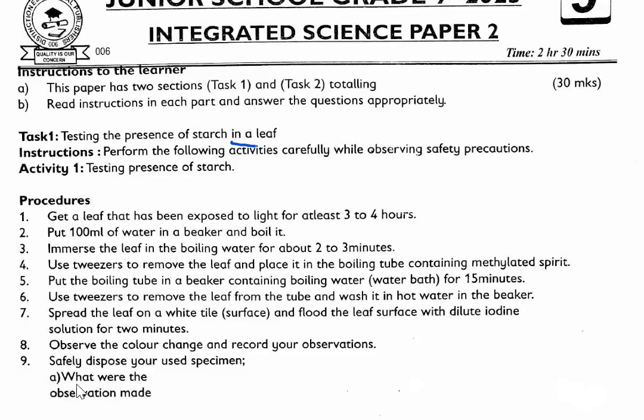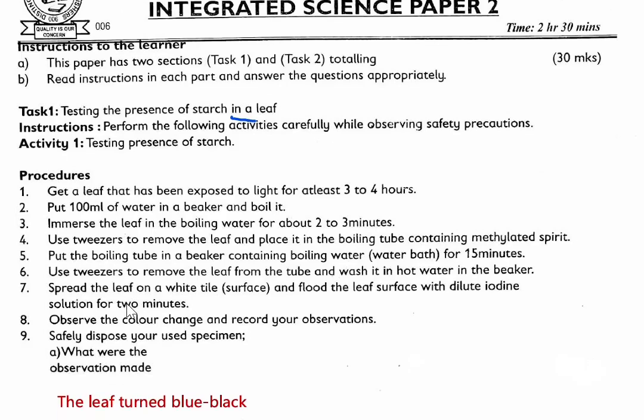It is asking, what were the observations made? 2 marks. Because this leaf has been exposed to light for at least 3 to 4 hours, when you test using iodine solution, we're going to see that the leaf is going to turn blue-black, indicating the presence of starch. The reason is because this leaf was exposed to light, and you know that light is a condition necessary for photosynthesis, and therefore the leaf will turn blue-black.